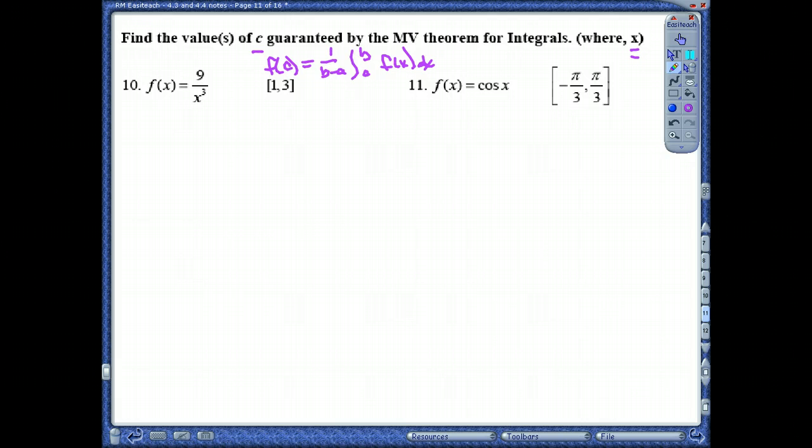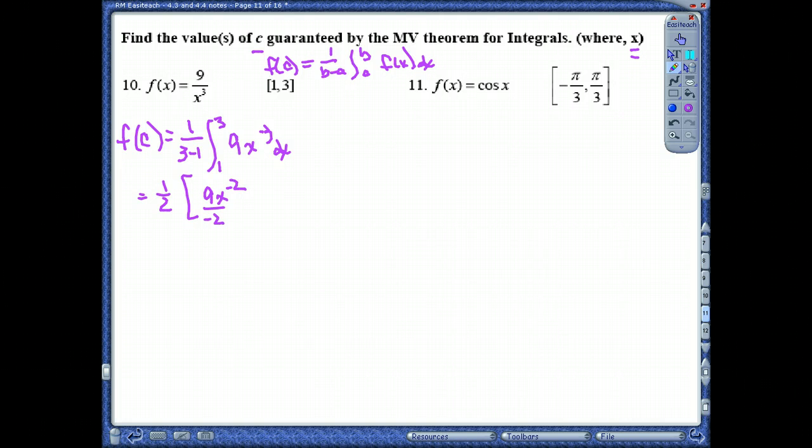Okay? So looking at number 10 here, we are continuous in between 1 and 3. We have a problem at 0, but that's not where they're asking us to look for things. So f of c, and I'm going to leave it f of c for just the moment, 1 over b minus a times the integral from a to b of our function. I'm going to go ahead and put that in power form so I'm ready to go. I have 1/2. I am going to integrate this, so I'm going to have 9x to the negative 2 divided by negative 2. I'm going to take that from 1 to 3. I'm going to rewrite it before I start plugging in some numbers here. That's going to be negative 9 over 2x squared.